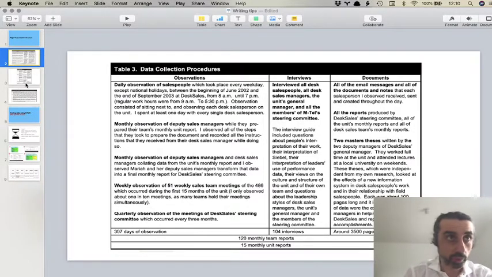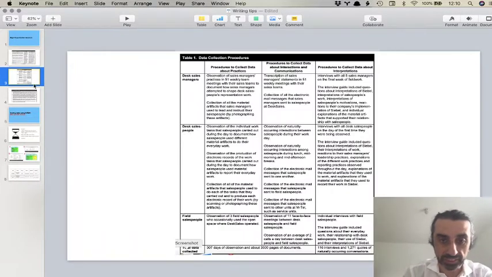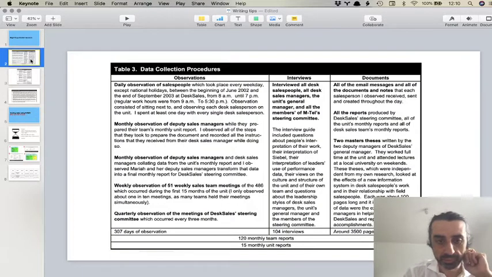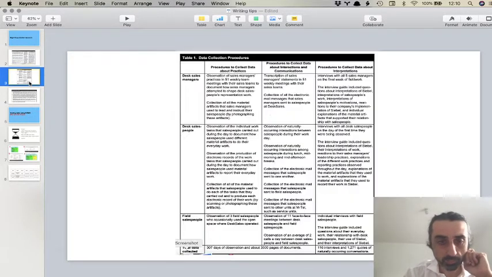Now, my second MS Quarterly piece is based on my ethnography, but on different data, okay? But again, you have the days of observation, 3,000 pages of documents, and so on and so forth. But again, this is not a big N.